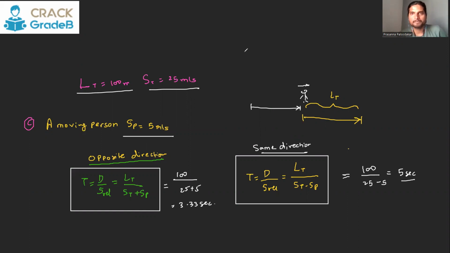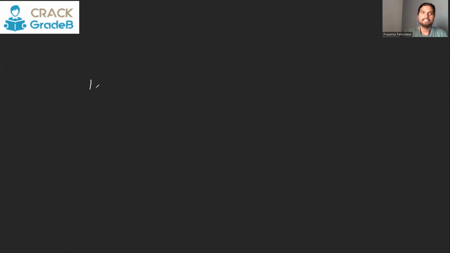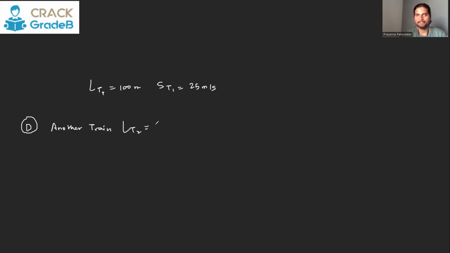And there are the last two situations where, let's say, the first train has a length of 100 meters and speed of train 1 is again 25 meters per second. What is the time taken to cross another train with length of train 2, say 300 meters, and speed of train 2, say 15 meters per second? Again, here two conditions can evolve. One, they are moving in the opposite direction.